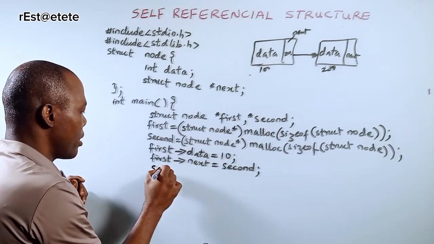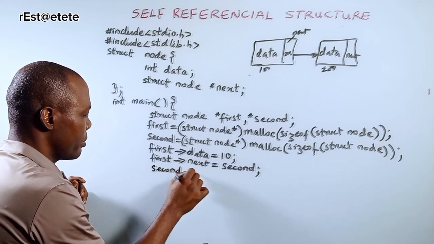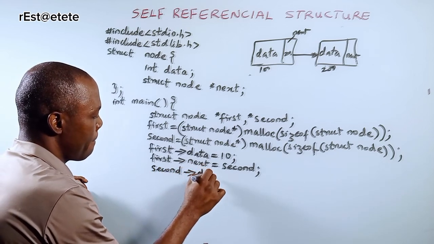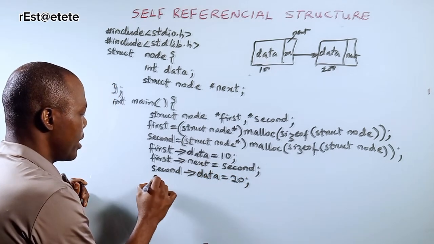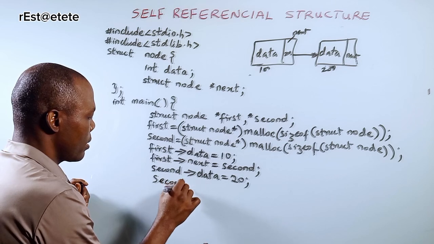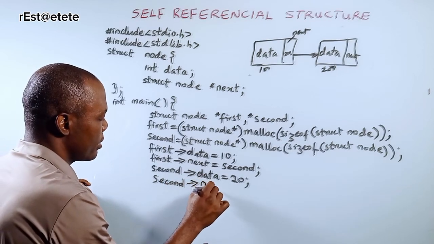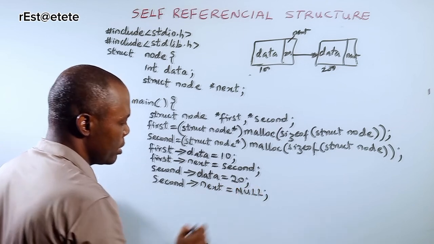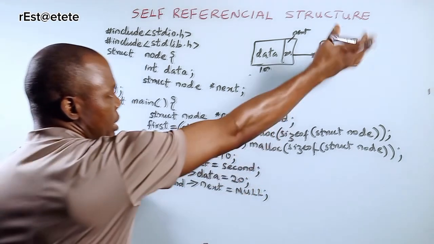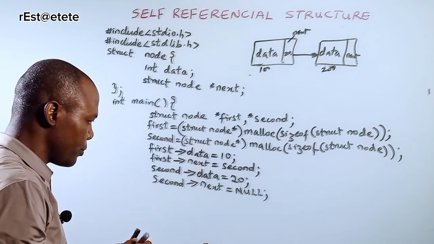Then I will come here, second data, I will assign 20 to it. Then second next, I will assign null to it. So meaning it's not pointing to anything. That is the end. That is what I've just done.